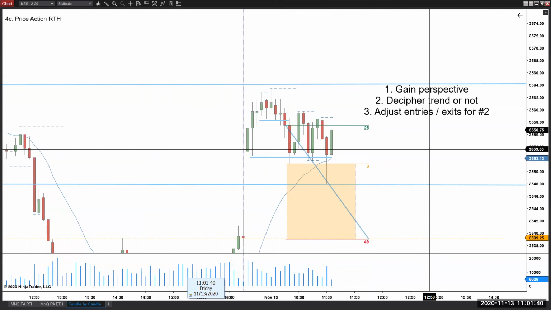So those 3 rules, that's it. There's a lot in those 3 rules, but those 3 rules are it. I need to gain perspective. Where am I? Are we in a trend? Yes or no? Based on number 2's answer, adjust number 3. That's it.